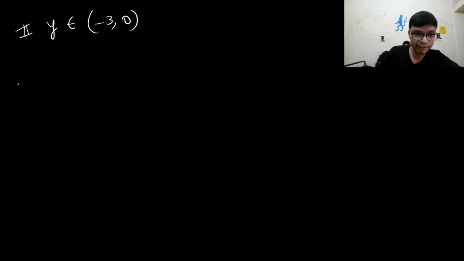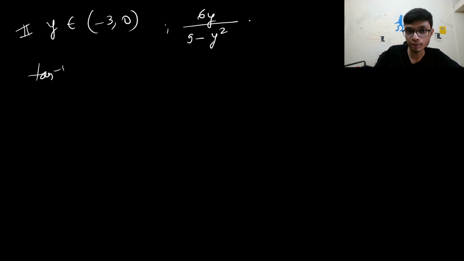Okay, and for the second case, when the value of y belongs to minus 3 to 0, we can solve that. For this particular interval of y, minus 3 to 0, 6y by 9 minus y square is obviously negative. We know that if the variable inside the cot inverse term is negative, then if we want to convert it to tan inverse, we basically have to add a factor of pi.